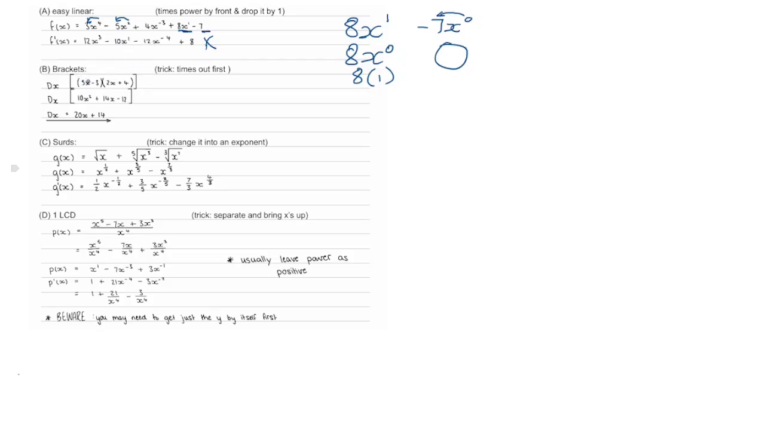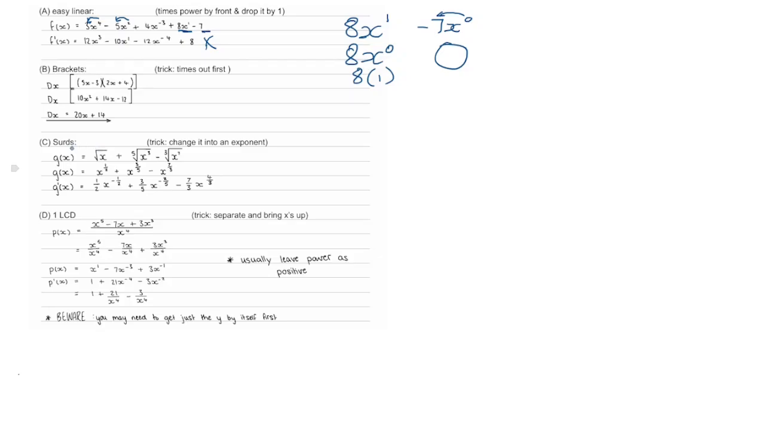The second type is brackets, which is dead easy because all you do is the trick is just to times everything out first, and then again you're back to the easier linear. Times the power by the front, drop it by 1. Times the power by the front, an x term just becomes a coefficient and a constant term falls away.